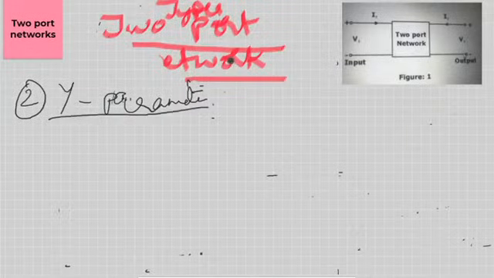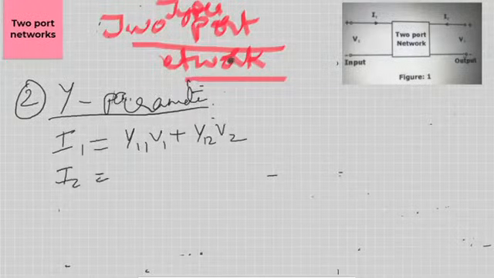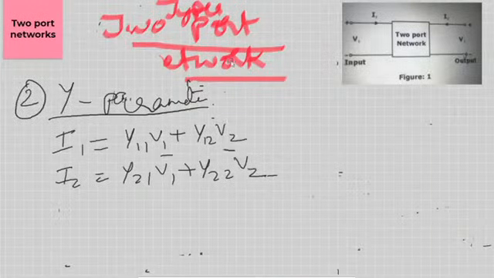Y parameter. So here I1 is equal to Y11 V1 plus Y12 V2. Here again I2 is equal to Y21 V1 plus Y22 V2. So here V1 and V2 are your known independent values, whereas I1 and I2 are your unknowns. You need to find out.